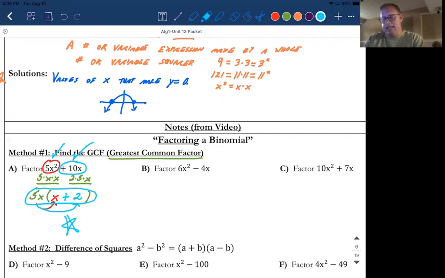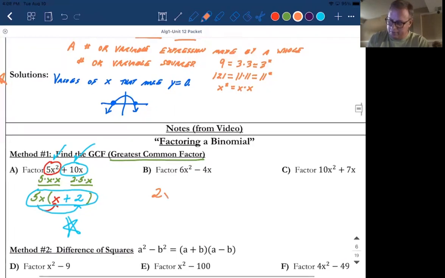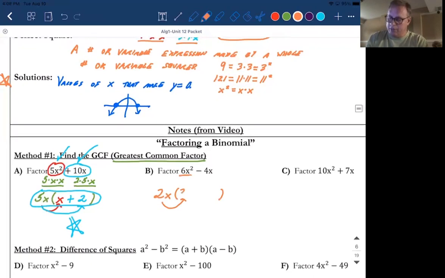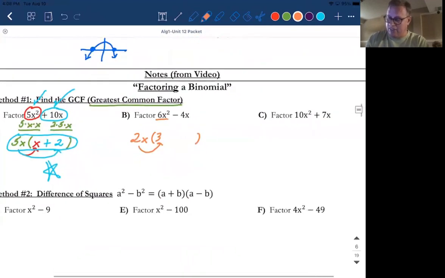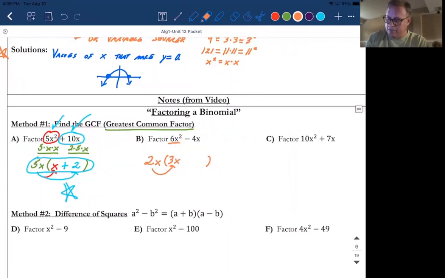Now, the second one on B, let's maybe not show as much of our steps this time. Let's just look at it and see what we've got. So 6x squared and 4x. Well, I know 6 and 4 are both divisible by 2. So that means I can take a 2 out, and they both have an x, don't they? Okay, so what can I take 2x times that will give me 6x squared? Well, 2 times 3 would give me 6. And if I have an x, I need another x because x times x is x squared. So that part's done.